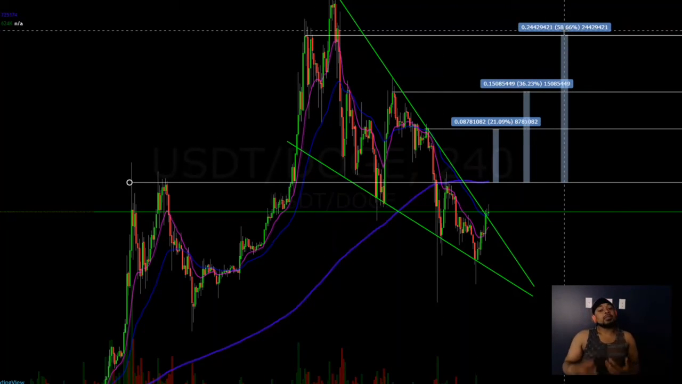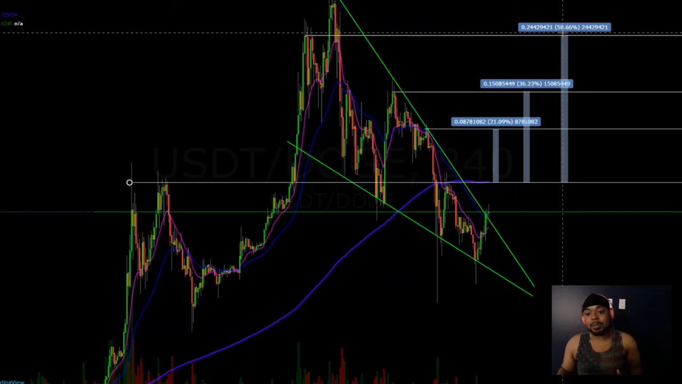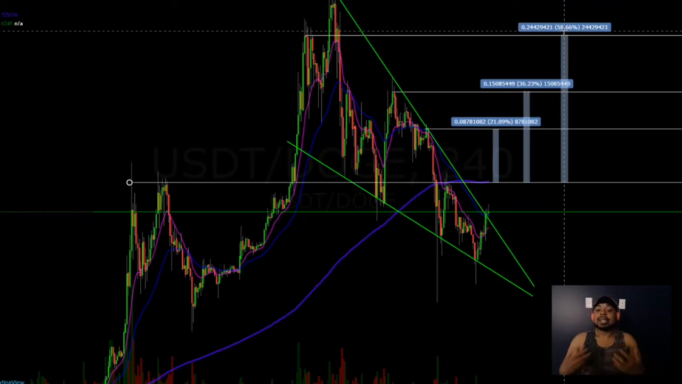So if Doge does continue to appreciate, that could be your entry at 41 cents, and we could be looking at possibly increasing your investment by 58%. So if you go in with $100, you could be looking at $158, right? That's an awesome return. So that's what I'm looking at on Doge.